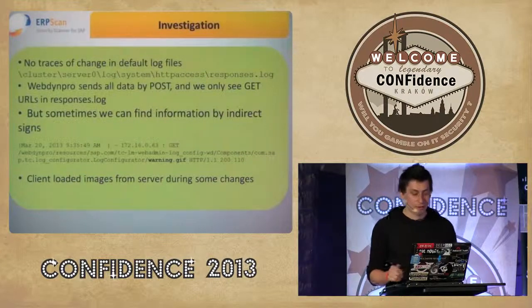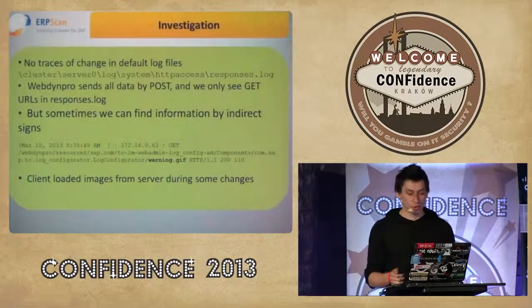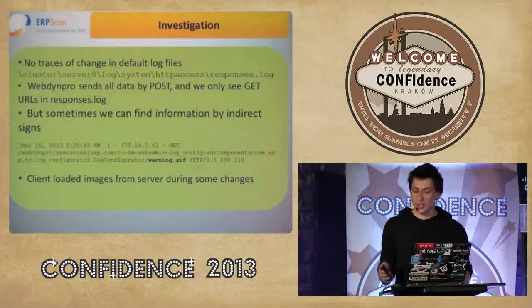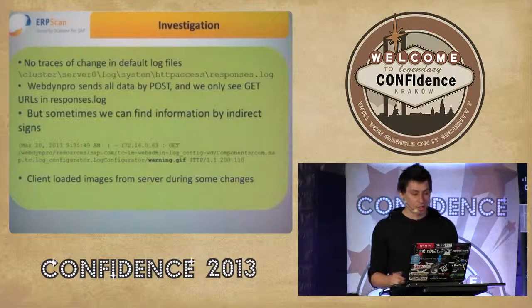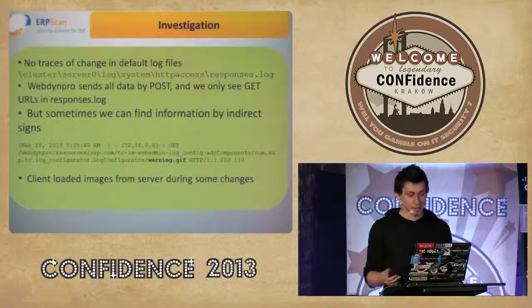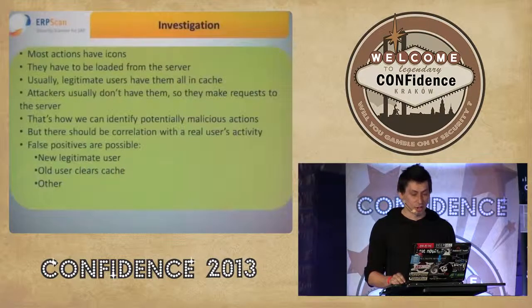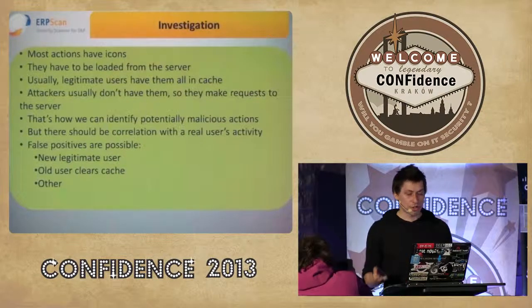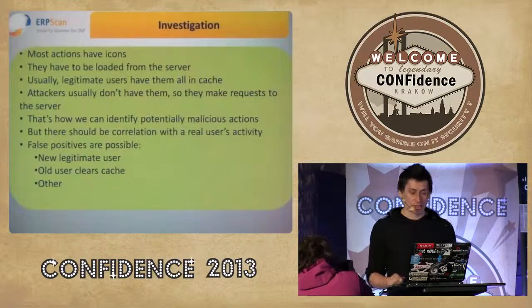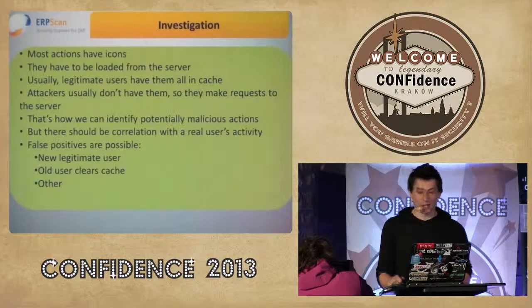Sometimes we can find information by indirect things and detect an attack by indirect things. For instance, when a legal user makes a request, any portal page is required to ask the server to load many icons, because different forms have icons. So the client often loads images during actions. More actions have icons. They have to be loaded from the server.